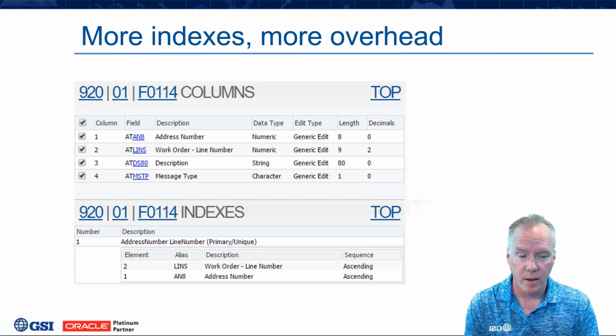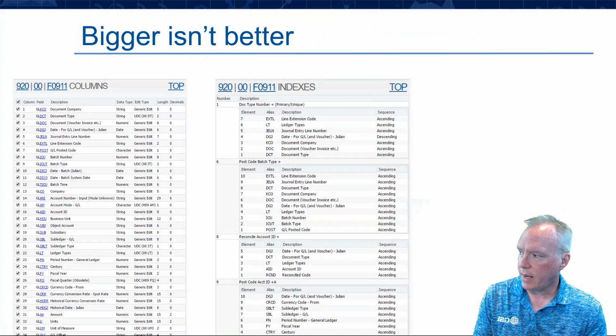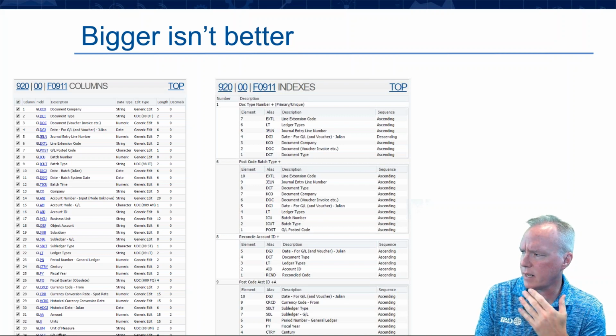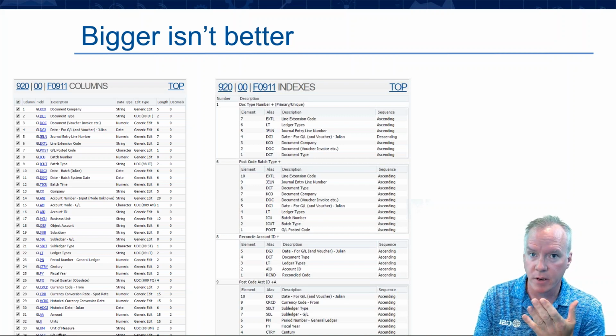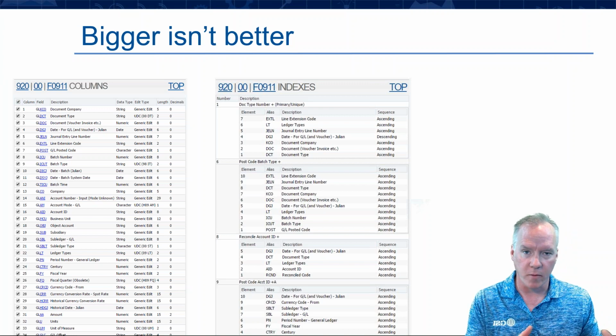But if we look at the F0911, it's got hundreds of columns. I don't know exactly how many, but it comes with 36 indexes in 9.2. That means every single insert, and this is on one of the most frequently accessed largest tables in the system. So that does add a measurable performance impact.